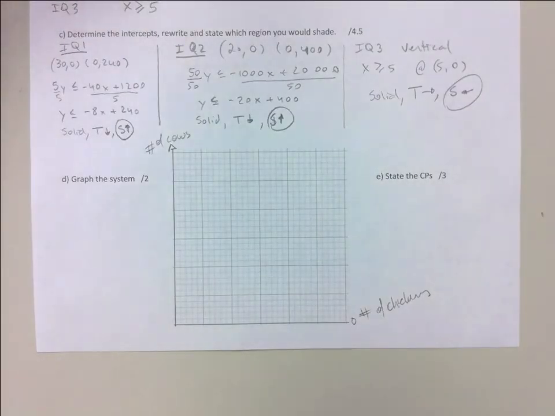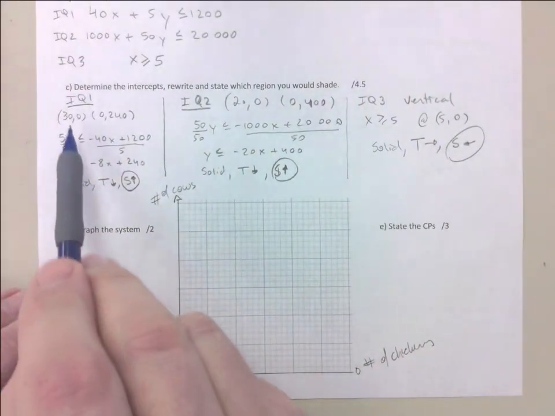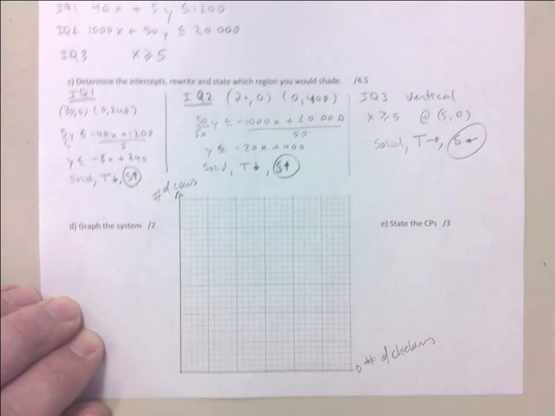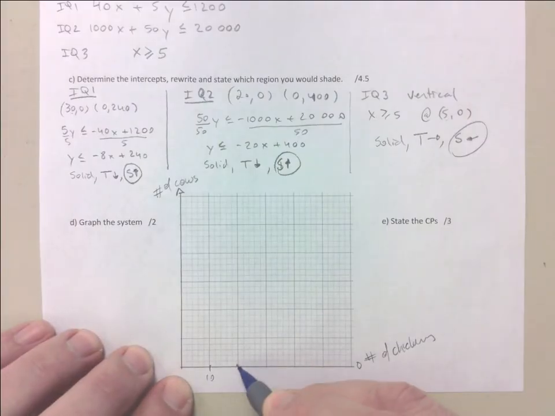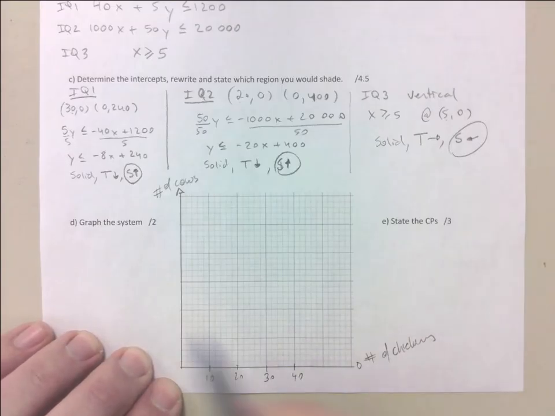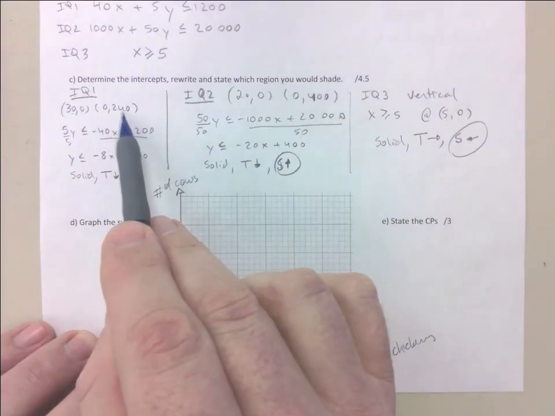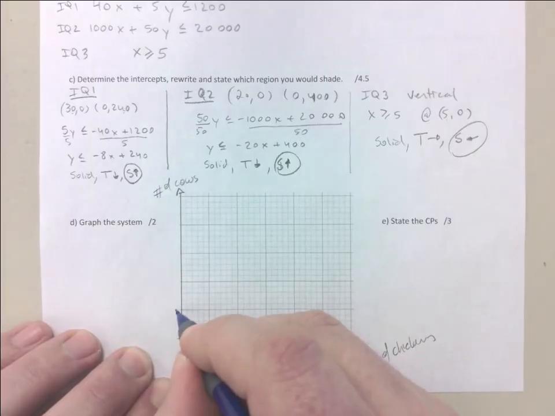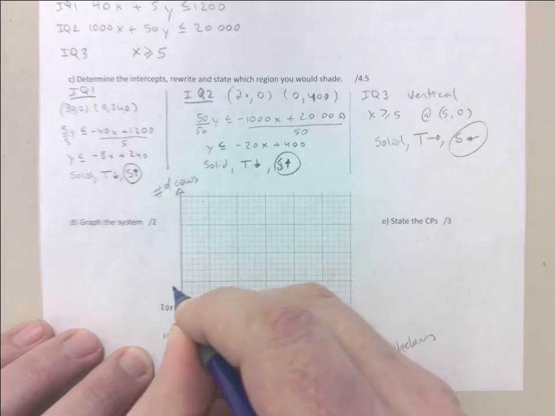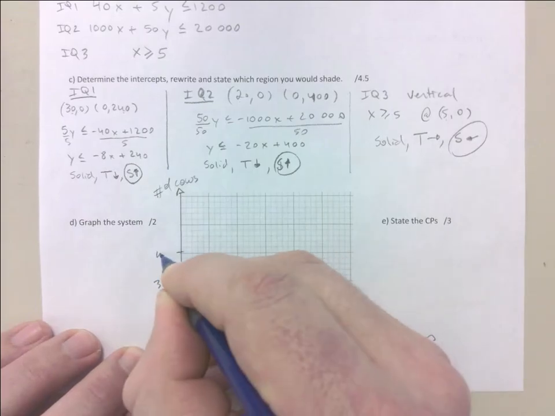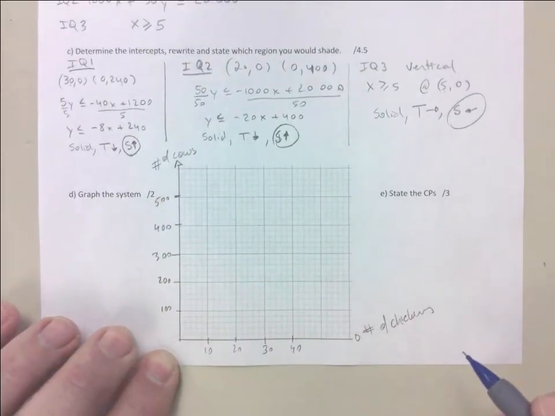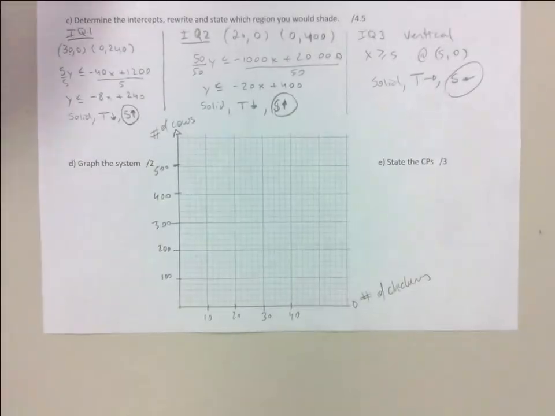And I look at my x-intercepts. I look at 30, 20, and 5. So if I make everything 10, that will work. And my y's, I go 240, 400. Okay, so I need to go up by hundreds here. So 100, 200, 300, 400, 500. That's what I'm going to do. And now I have everything I need to label.